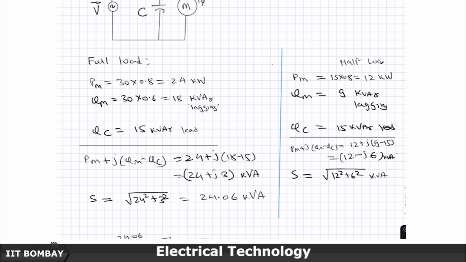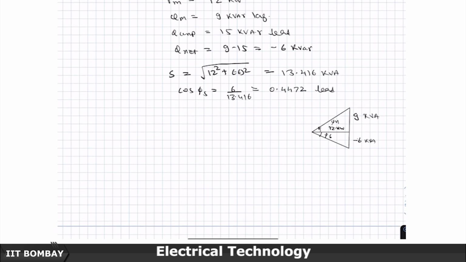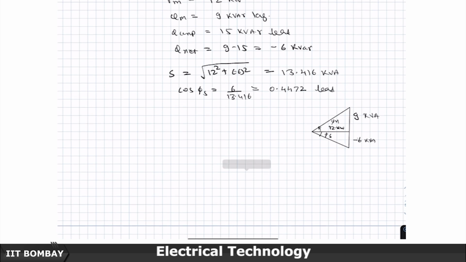So, this number S is going to be the square root of 12 square plus minus 6 square, which is 13.416.